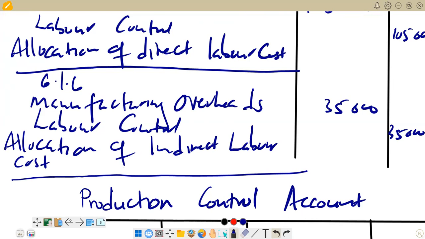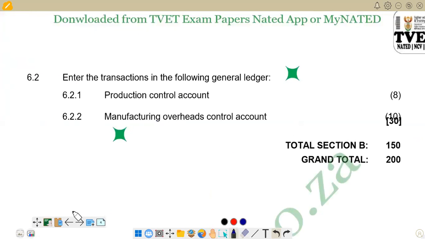Let's go back to see the second part of the question, which requires us to prepare the manufacturing. Let's try to see the production control. We have the production control. So we are just going to prepare the production control only. Production control account, that's what we have.